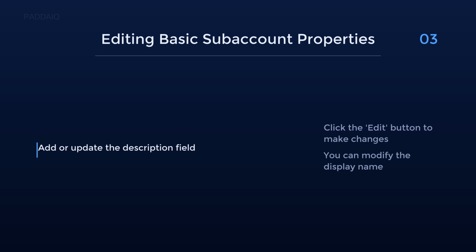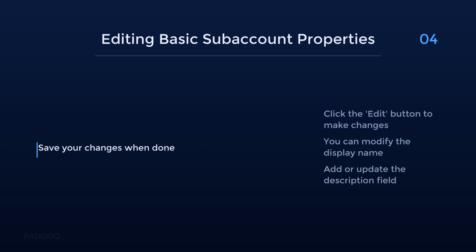Add or update the description field. This means you can enter or change a brief note about the subaccount to clarify its purpose. For example, you might label it Europe HR Development to indicate it's for developing human resources applications in that region. This simple step helps your team quickly identify and manage the correct environment.